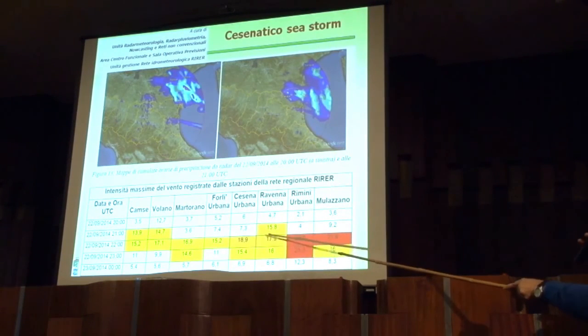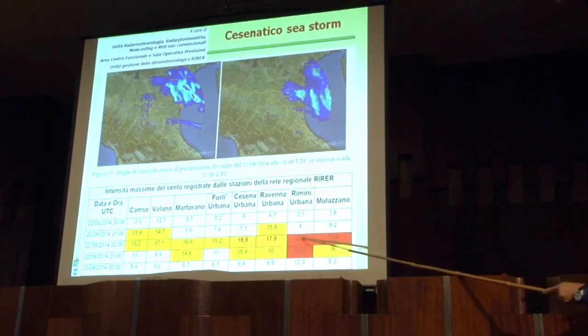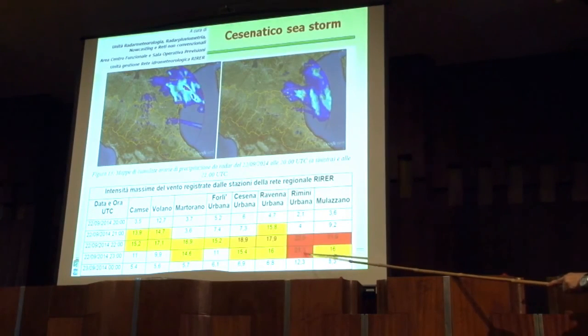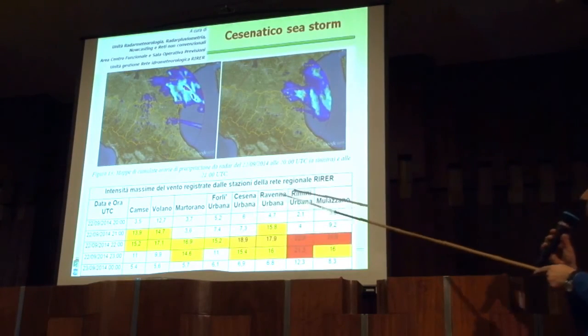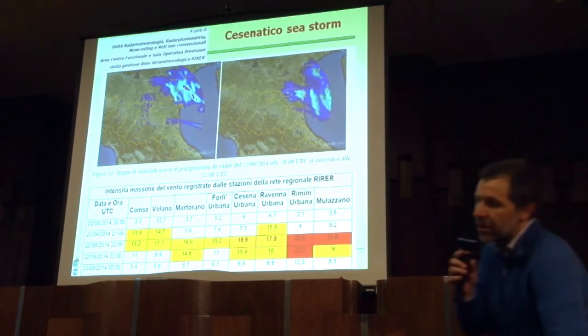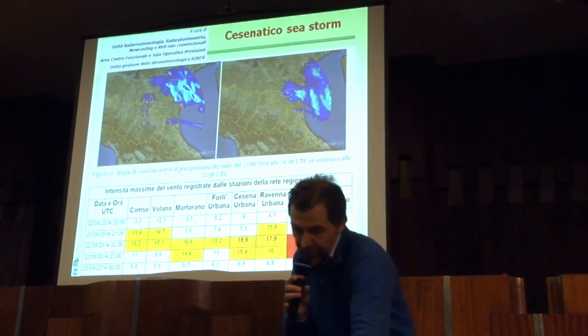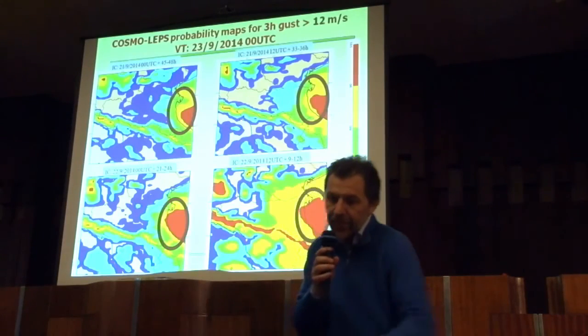Ravenna 17, 15 to 18 meters per second, Rimini, which is just on the coast, with more than 22 meters per second, and later on 21 meters per second. So maximum wind quite strong, which also occurred, and for this case study there was no alert given.